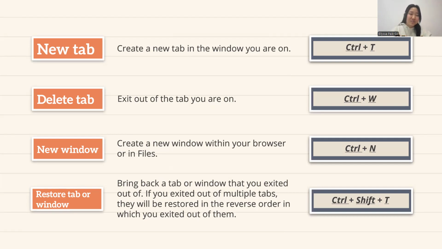If you want to restore a tab or window that you accidentally deleted, or it turns out you need it again, you could press Control Shift T, and it'll bring back or restore the tabs or windows that you exited out of, in the order that you exited out of them. And so the most recent exited tabs will pop back up.